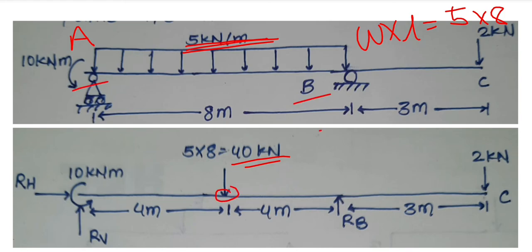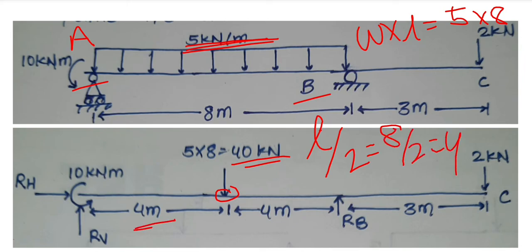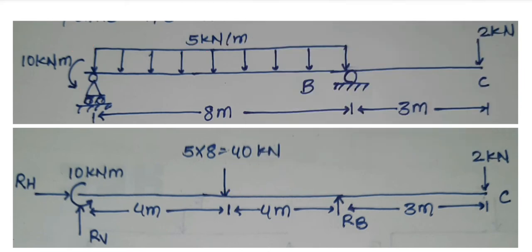That will be equal to the span into half, that is 8 divided by 2, equal to 4 meters. So from point A and from point B the distance is 4 meters to the point. Okay, this 40 kilonewton force is acting at the center of A to B, that is 4 meters from both the points, and there is a 3 meter distance from B to C.